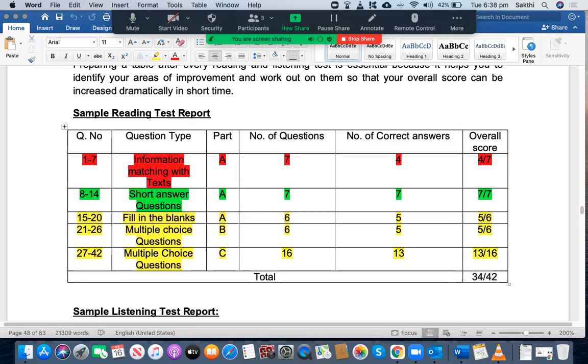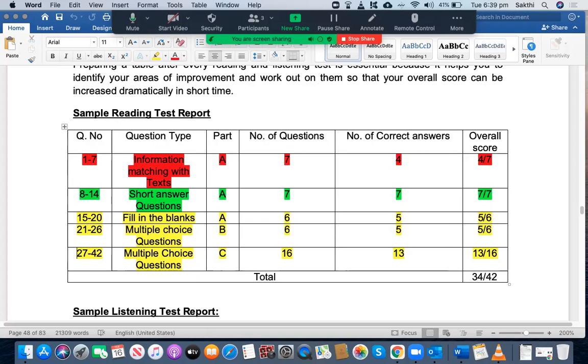Then I went through questions 21 to 26, which fall under multiple choice questions, and they are part B. I have got 5 out of 6. So 5 out of 6 is okay. It's not a very bad score. So I highlighted it in yellow. The yellow ones are okay, red ones are very bad, and green ones are good.